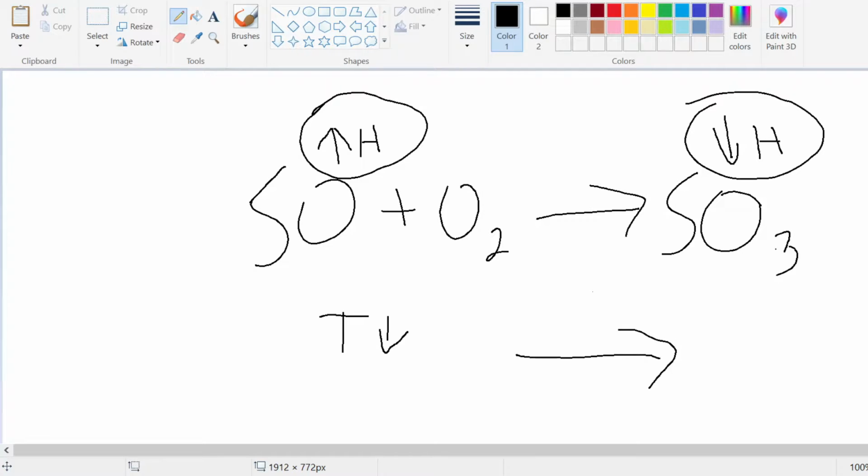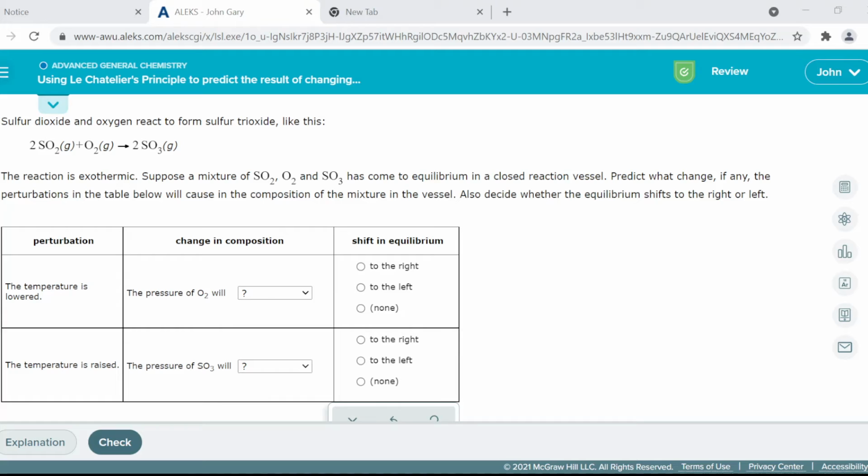Let me go over here and start filling this out. So temperature is lowered. It's favoring the right side, correct? So the O2 pressure will go down, right? Shifts it to the right.